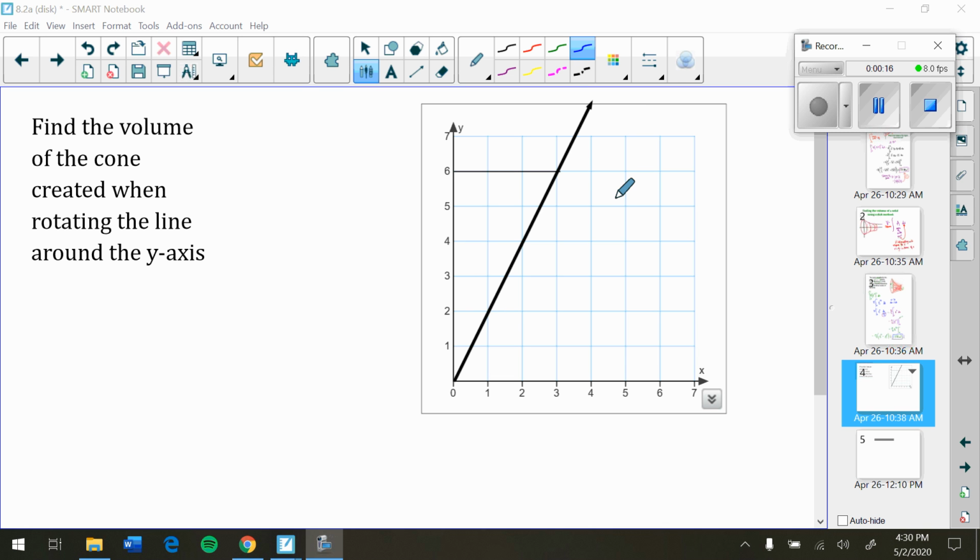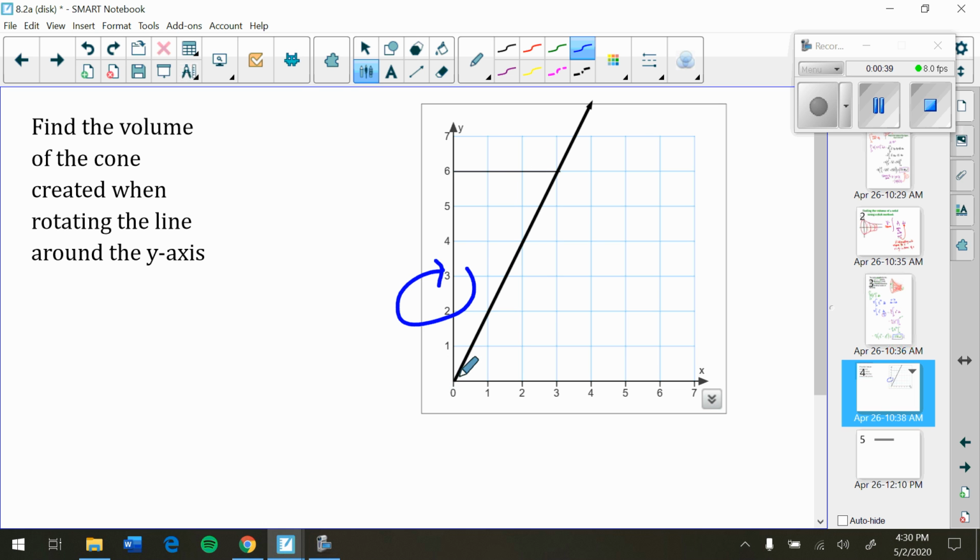So it says find the volume of the cone created when rotating this line around the y-axis. So notice this time we are going around the y-axis. Also notice, they do not tell us what this line is, but they do give us this kind of marker to say we want to stop here. So let's figure out what this line is.